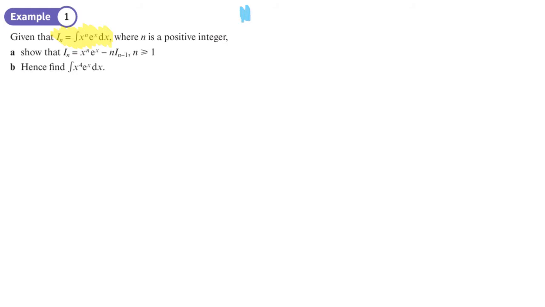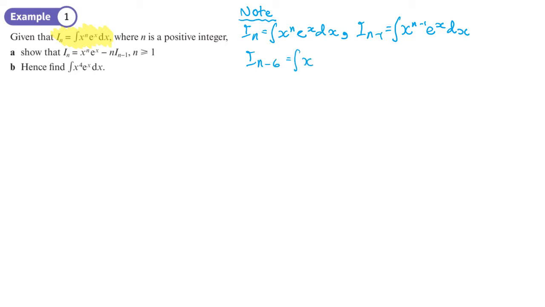Now just a little note before we get started. We've been told that I sub n equals the integral of x to the power n e to the x. So for example, that also means that I sub n minus 1 is equal to the integral of x to the power n minus 1 e to the x. Or I sub n minus 6 would be equal to the integral of x to the power n minus 6 e to the x dx.